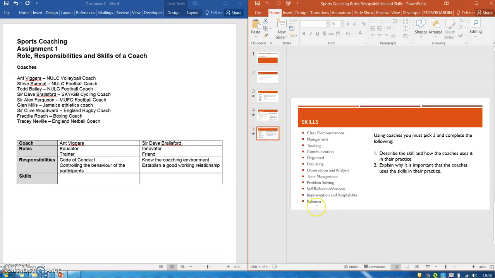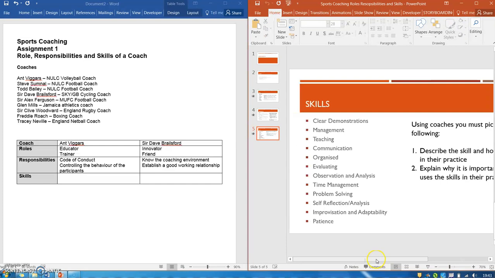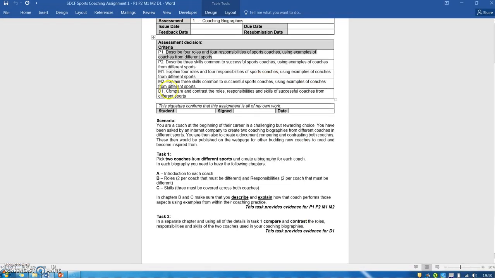Okay. Lastly, what we're going to look at is that of skills. Now, for the assignment, we only have to pick out 3 skills common to successful sports coaches. Describe 3 skills, whereas it's 4 roles and 4 responsibilities, so we only need to do 3.